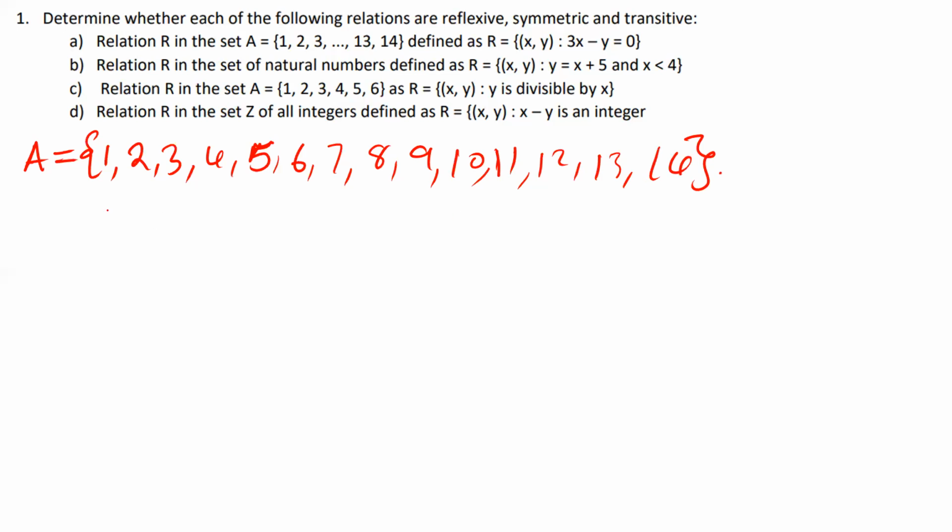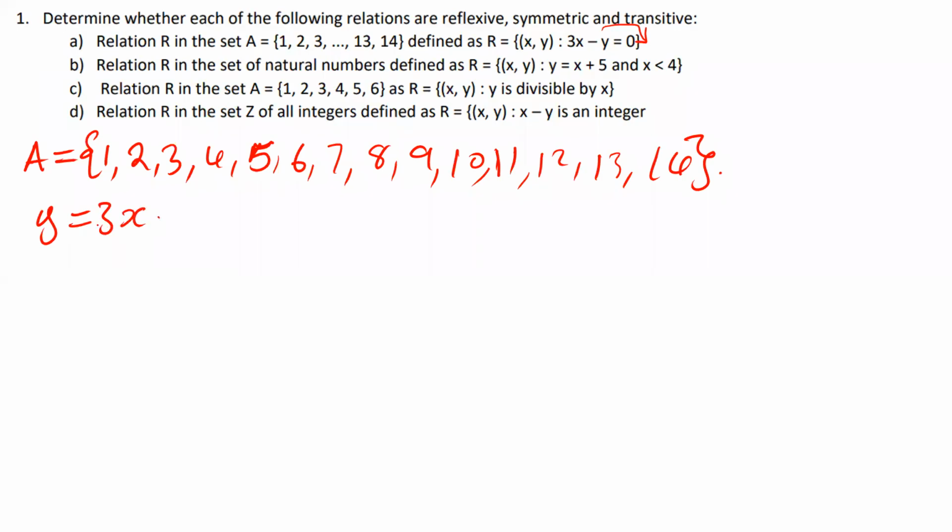Yeah, so this is the first one that has been given. The relation R in the set is defined as R equals (X, Y), and for every value of X minus Y, the answer should be 0. So what do they mean by that? If you want, you can take this Y to the other side of the equal sign, so that you have the value of Y being equal to what?